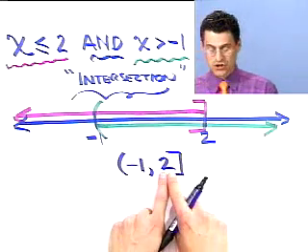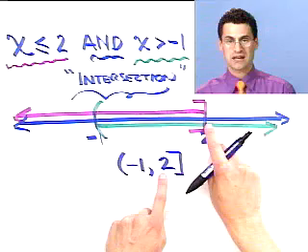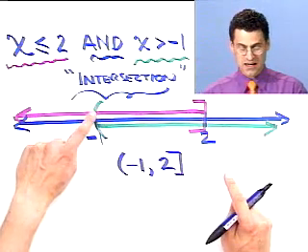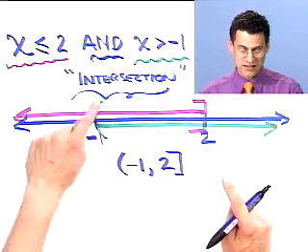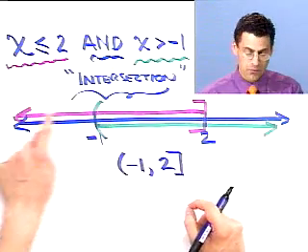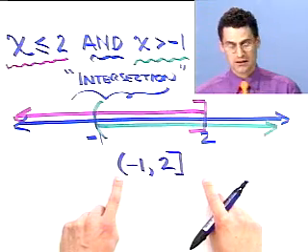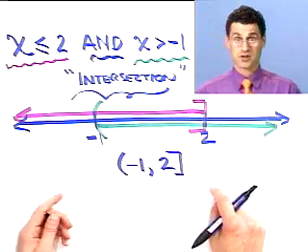And notice that I include 2 because 2 is part of the intersection. The green actually contains that point. But notice that the green does not contain minus 1. Minus 1 is a point they don't have in common. It's in the cyan one, but it's not in the green one. So it's not in the intersection. That's what and means. And means intersection.